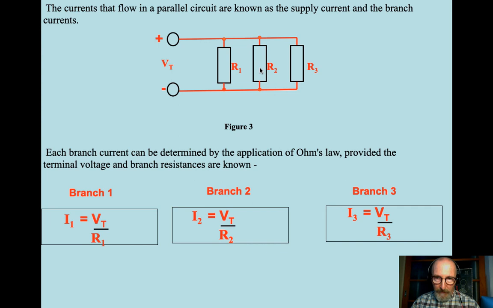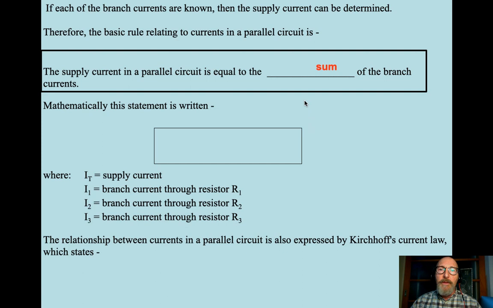If each of the branch currents are known, then the supply current can be determined. Therefore, the basic rule relating to currents in a parallel circuit is the supply current in a parallel circuit is equal to the sum of the branch currents. Mathematically, this statement is written as the total current is equal to I1 plus I2 plus I3, etc. In that previous circuit, we had three branches, so the sum of the three branch currents has to add up to the supply current. Okay, the branch current through R1, through R2, through R3.